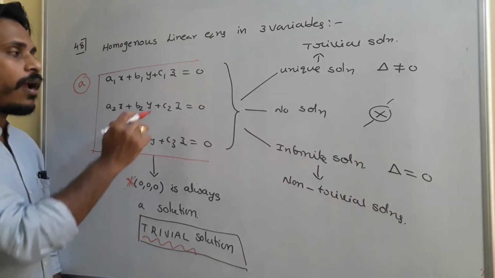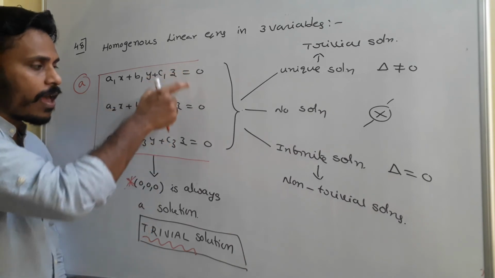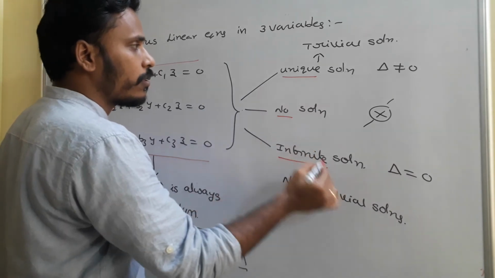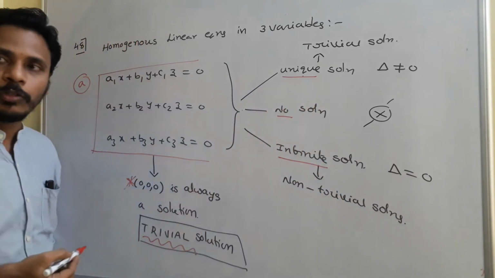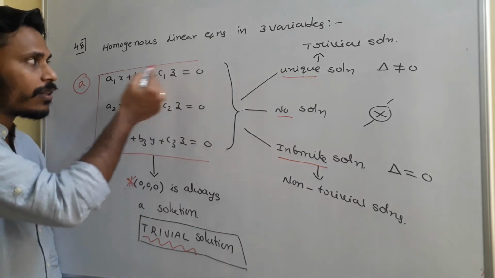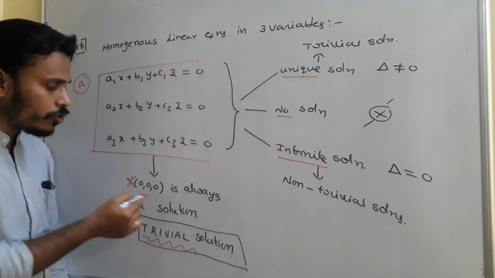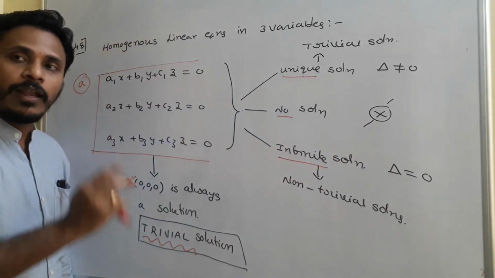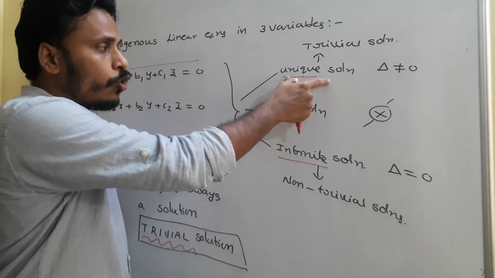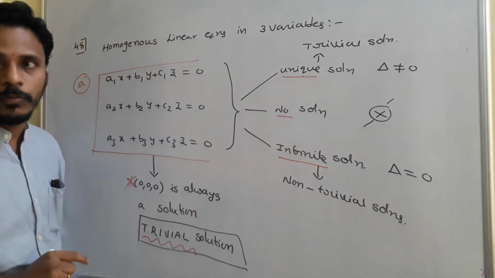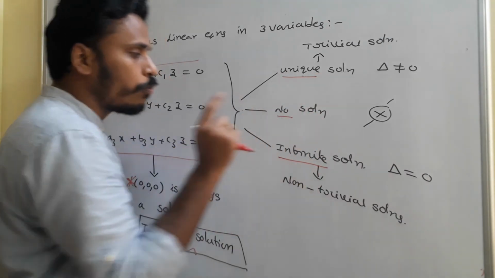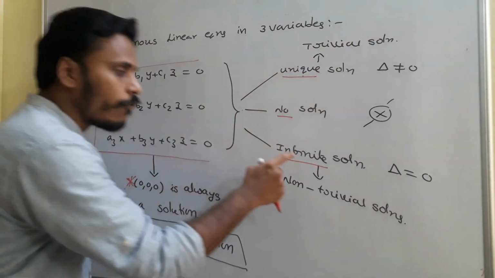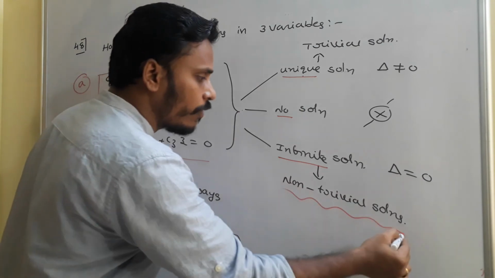And as we discussed in the previous case, if we have a system of equations, when you observe the number of solutions, we have three possibilities: unique solution, no solution, infinite solutions. For these type of equations, clearly (0, 0, 0) is a solution, so we need to cancel out the no solution possibility. Then we are left with only two possibilities: unique solution or infinite solutions. If it has a unique solution, we say it is the trivial solution. If it has infinite solutions, we say they are non-trivial solutions.